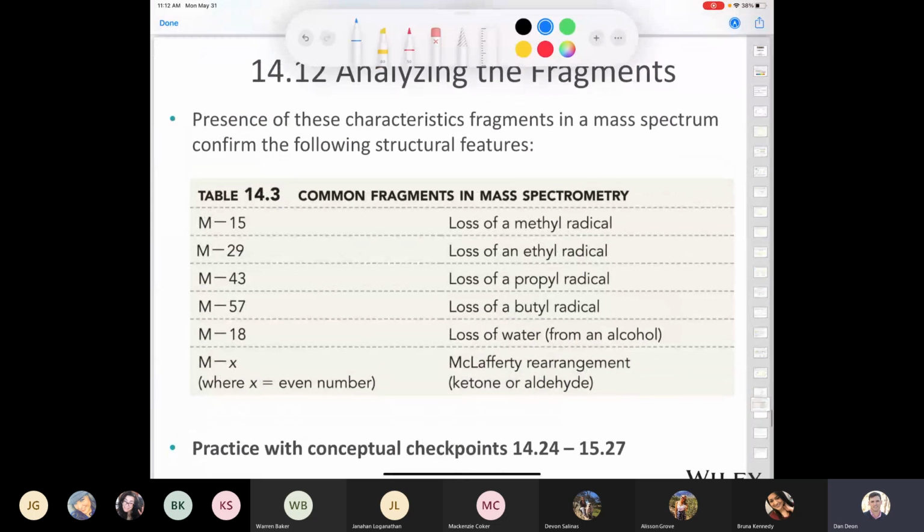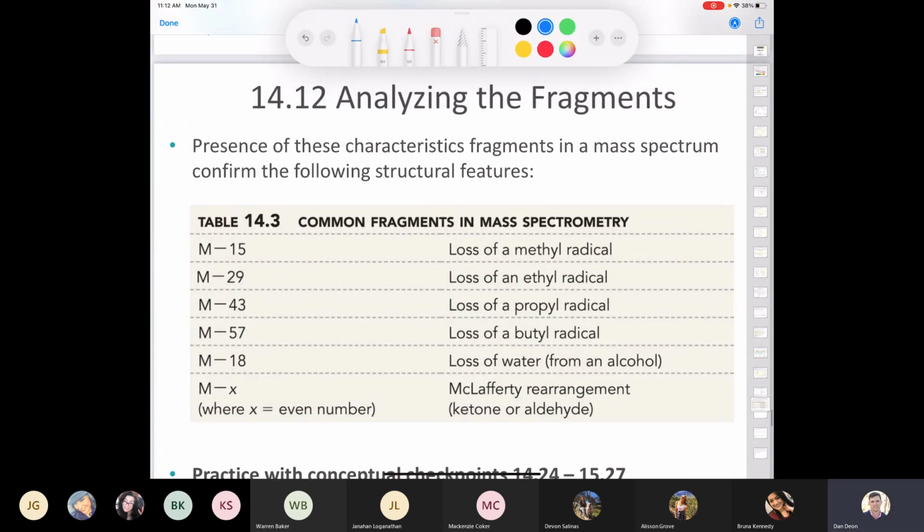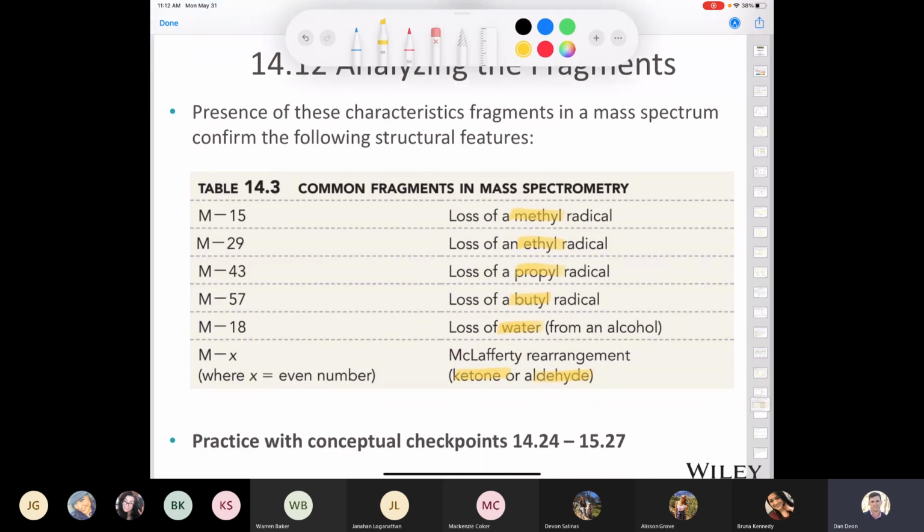So to summarize what I just showed you, which was pretty quick, if you lose 15, that's the loss of a methyl radical. 29 is ethyl, 43 is propyl, 57 is butyl, 18 is water, and if you lose an even mass that's not 18, it's probably a McLafferty rearrangement. So what does that mean? It means you've got a ketone or an aldehyde. These are the fragments you need to know.